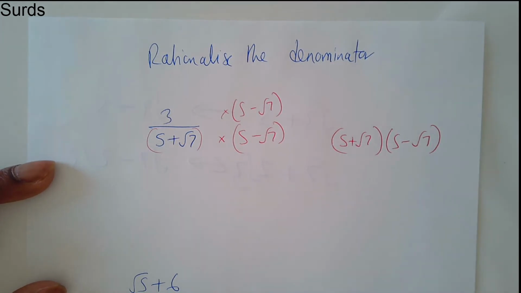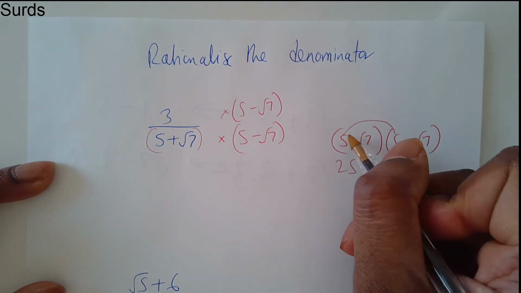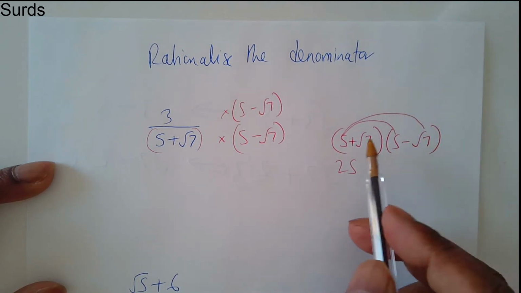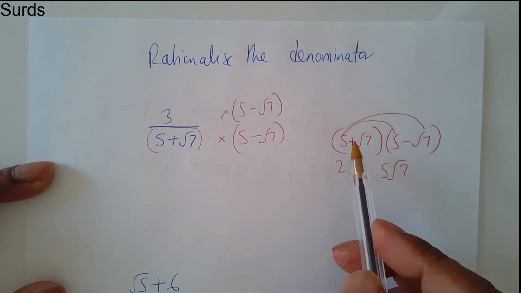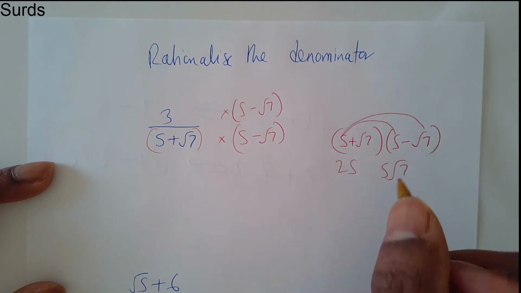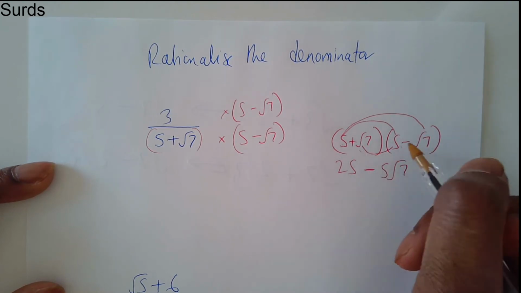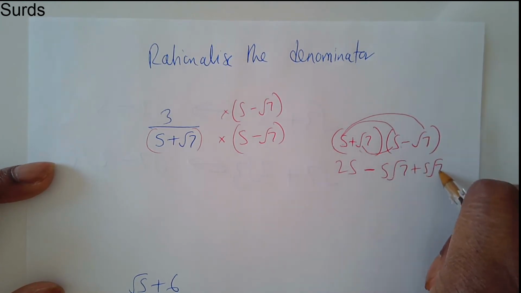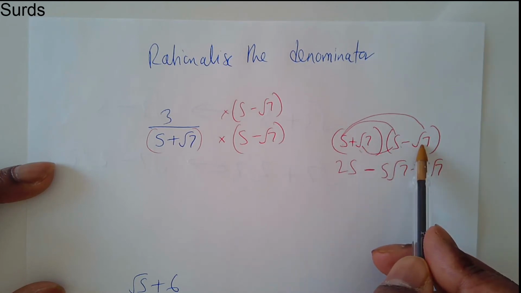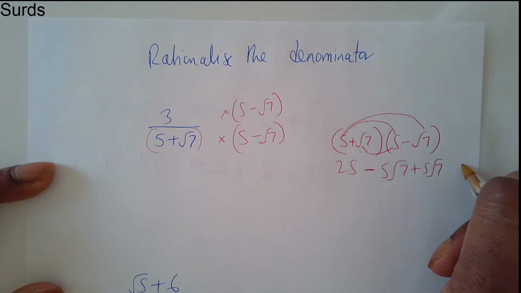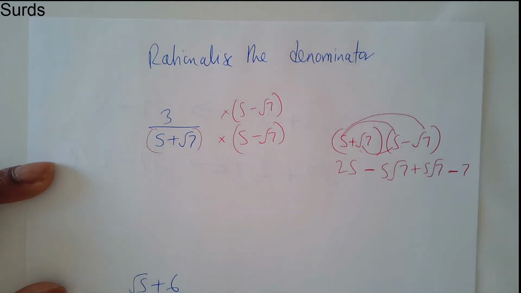Now I've attempted this in a previous video. 5 times 5 is 25. 5 times root 7 is 5 root 7. But that's a positive and that's a negative number, so negative wins. 5 times root 7 is 5 root 7. And then root 7 times root 7 is just 7. But that's a positive and that's a negative, so negative wins over.